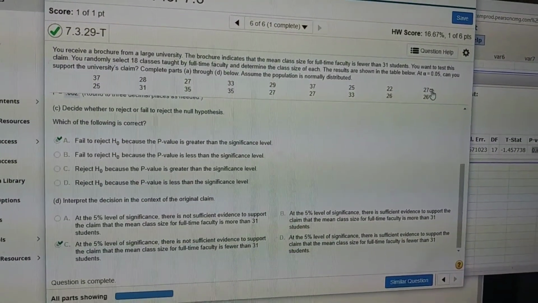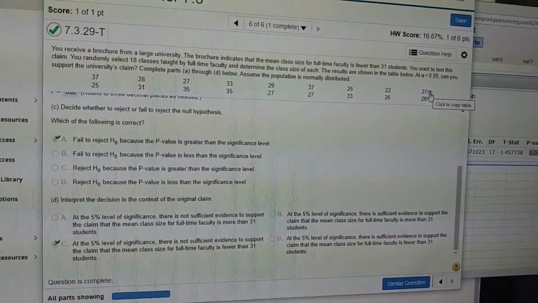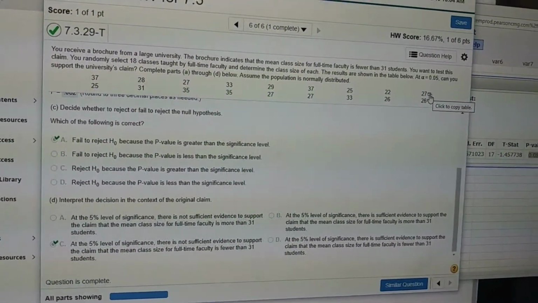Remember, here we're dealing with data. If we're dealing with summaries, you just click with summaries.